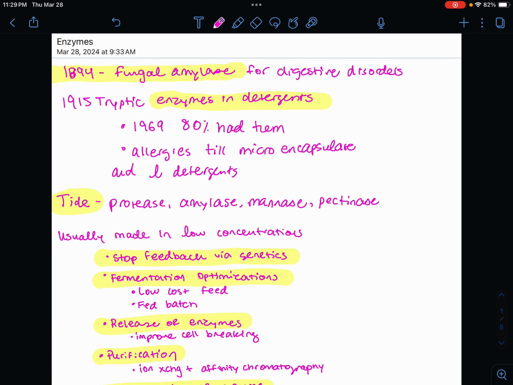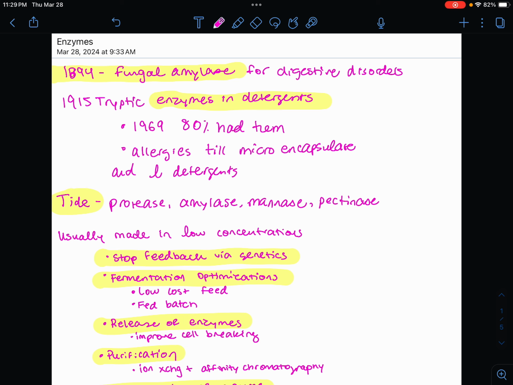Hi everyone, good evening. This is going to be the portion of the notes from the professor on the enzymes that are derived from microbes. Also, the test is going to be on April 2nd.